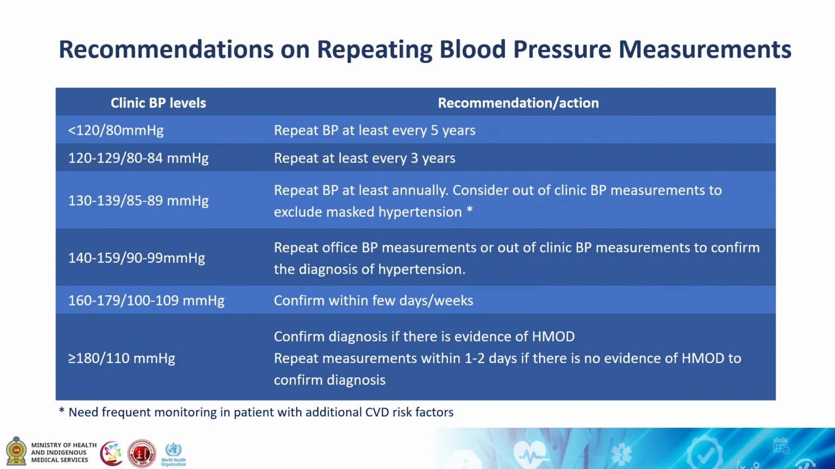Consider out-of-clinic blood pressure measurements to exclude masked hypertension. 140 to 159 by 90 to 99 millimeters mercury, repeat office blood pressure measurements or out-of-clinic blood pressure measurements to confirm the diagnosis of hypertension. 160 to 179 by 100 to 109 millimeters mercury, confirm within few days or weeks.